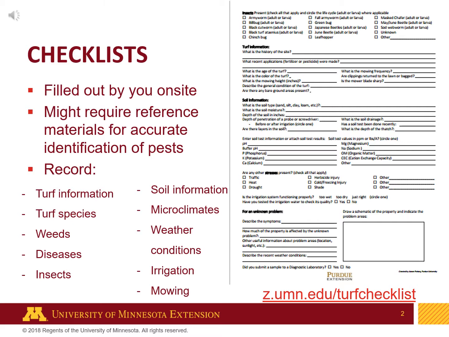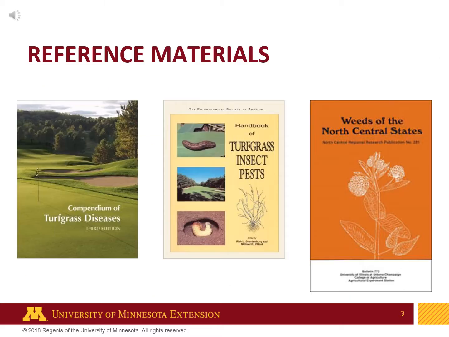This checklist was created by Dr. Aaron Patton, a weed scientist at Purdue University. There are numerous reference materials available for turfgrass diseases, insects, and weeds if you are interested in learning more on this topic beyond what is covered in this module. The examples here are a few of our favorites, which include the Compendium of Turfgrass Diseases, the Handbook of Turfgrass Insect Pests, and Weeds of the North Central United States.